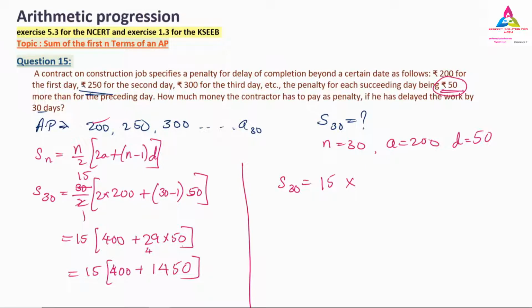So how much is it? It is 1850. So here we are going to get 15 into 1850. So now we have to calculate. If you find that final answer, that is our S30, that is how many rupees the contractor has to pay. So what we will do now, we have to do the calculation.